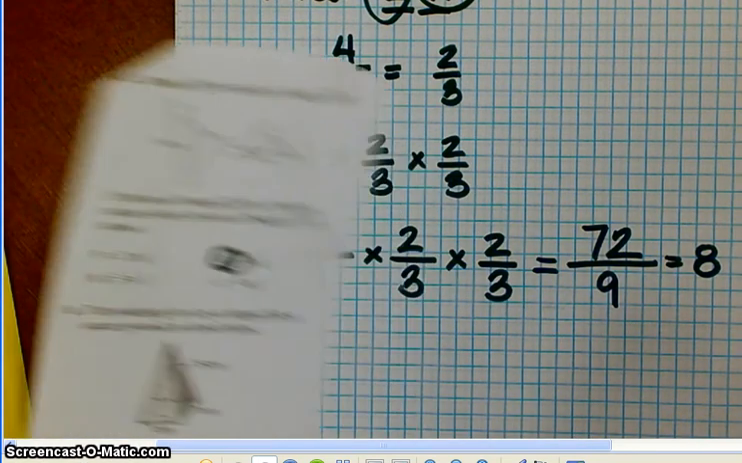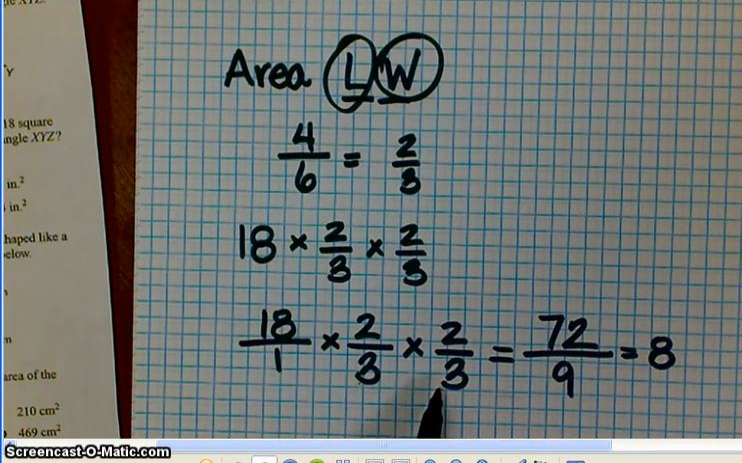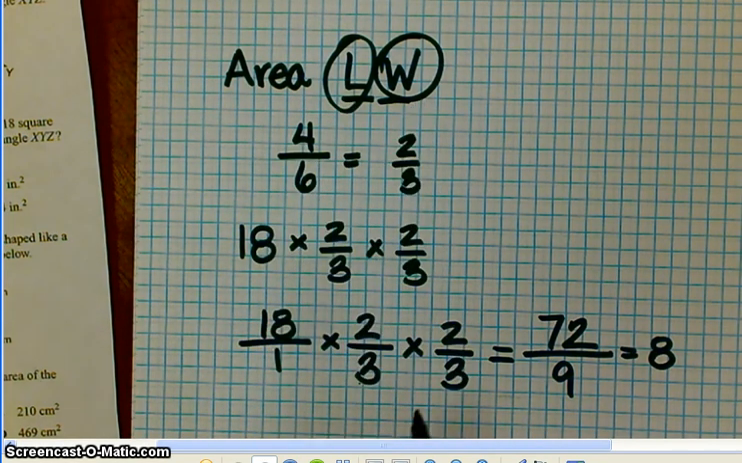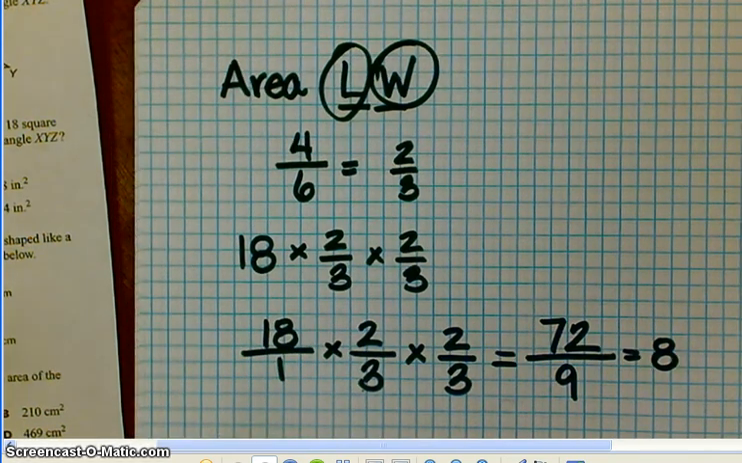Okay? Do you understand why we only did twice this time? Okay, because area is 2 dimensions. It's length times width. Whereas the volume was 3 dimensions, so we had to do it 3 times. Okay? All right. Number 5.